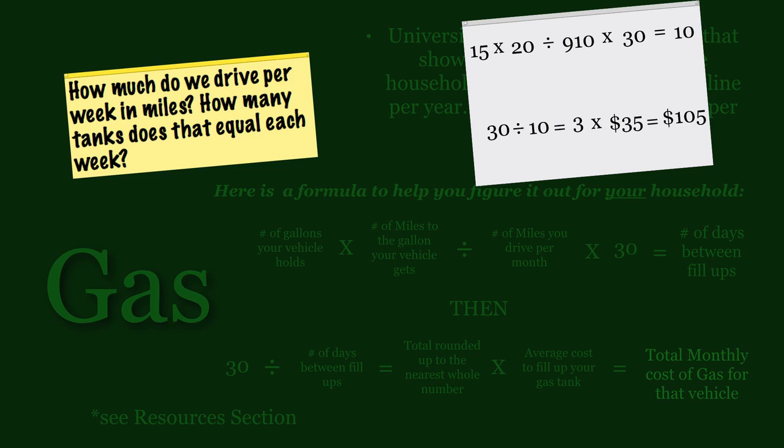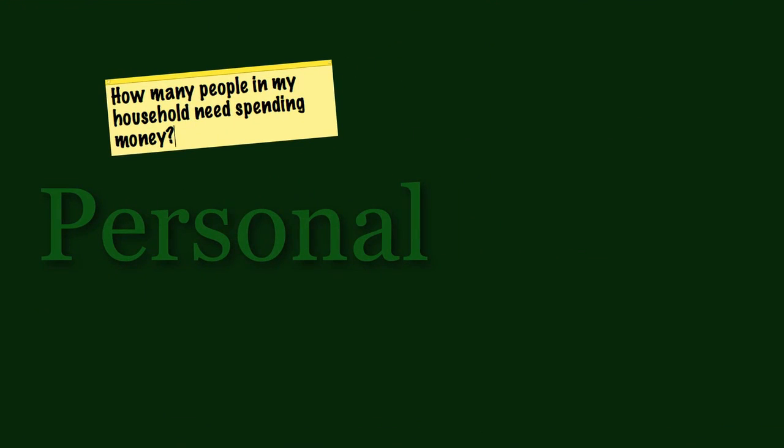So you want to do this for each vehicle that you drive in your household. And you have to make sure, if you've got children who drive, you are accounting for their mileage. You really have to be very specific with this. And then once you have this equation filled out for all the vehicles in your household, just add them all together, and that gets you the amount that you need to allot for gas in your budget.